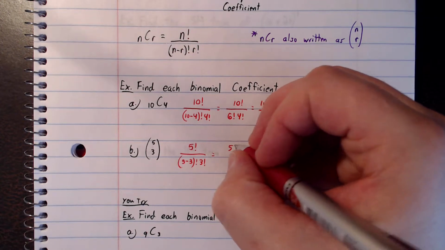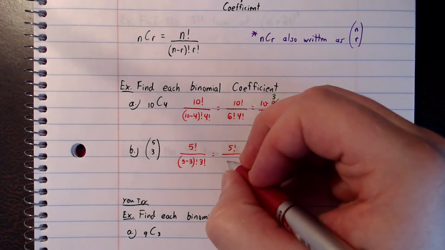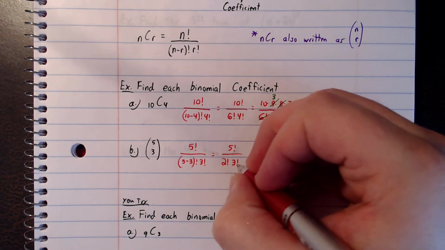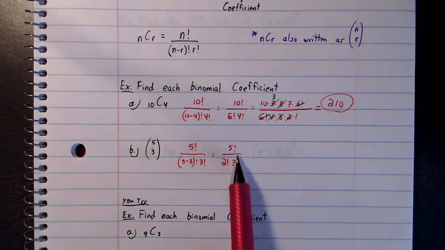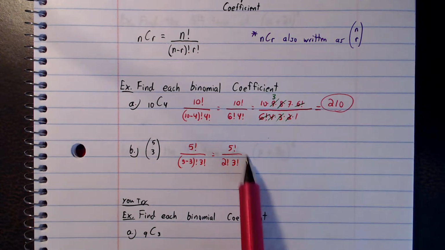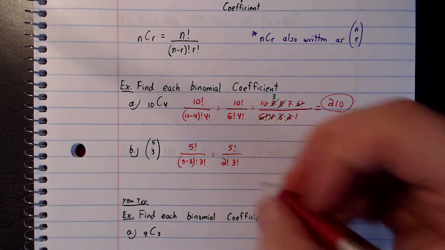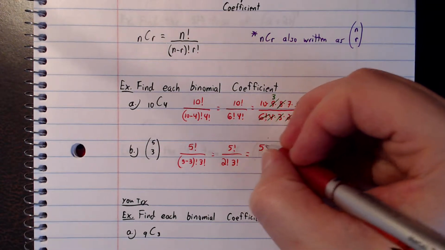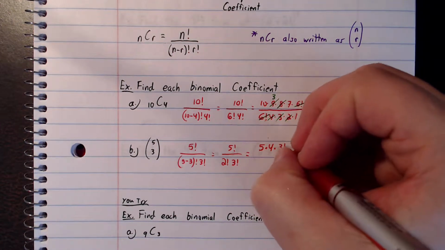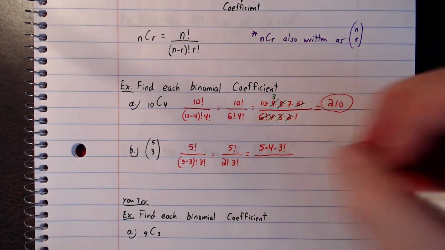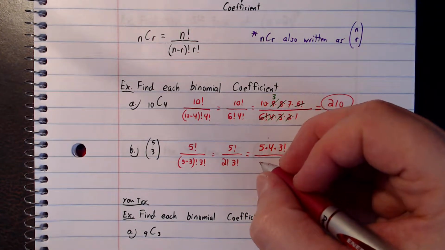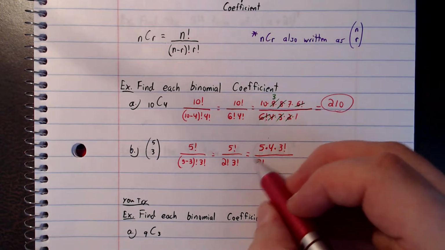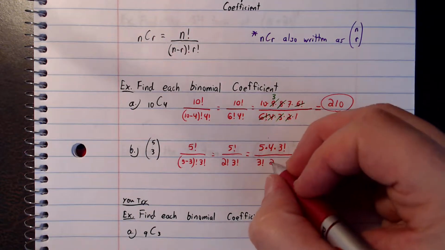So let's see. That gives us 5 factorial over 5 minus 3, which is 2 factorial. So remember, I want to expand this 5 until I get to the larger of these two. So I'm going to stop when I get to that 3, right? 5 times 4 times 3 factorial. Let's see, I'm going to reorder this for my 3 factorial first, and then I'm going to expand 2 times 1.